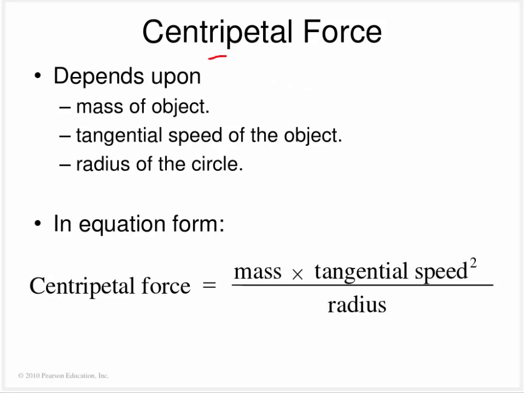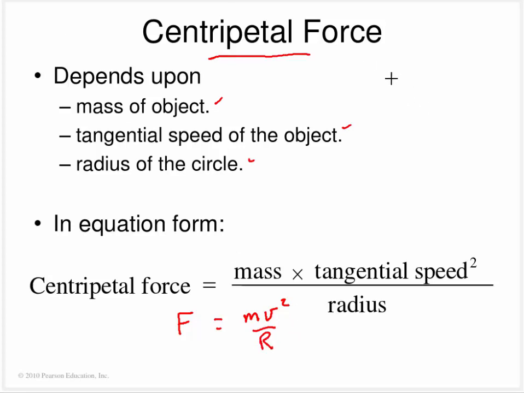Now, how much force does it take to pull something around in a circle? Well, it's going to depend on the mass. It's going to depend on the speed and how tight of a circle. So in equation form, the centripetal force is equal to the mass times the speed squared divided by the radius.